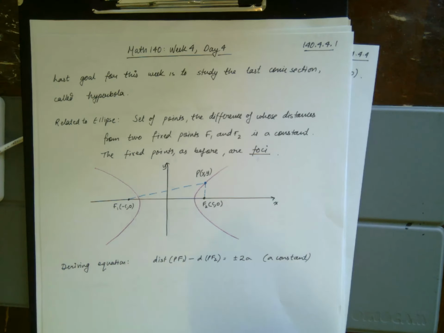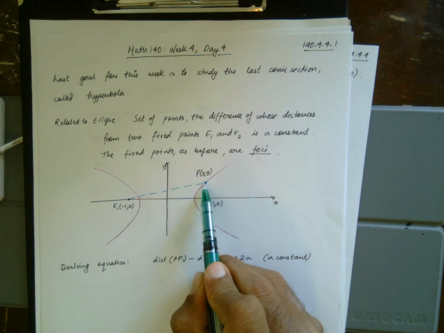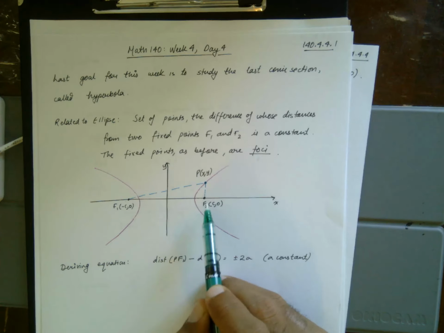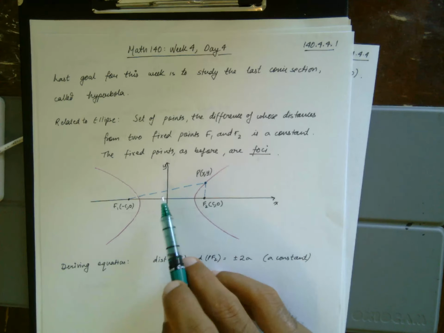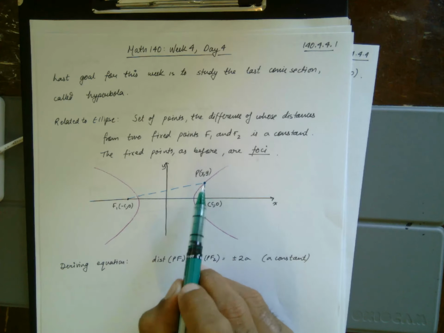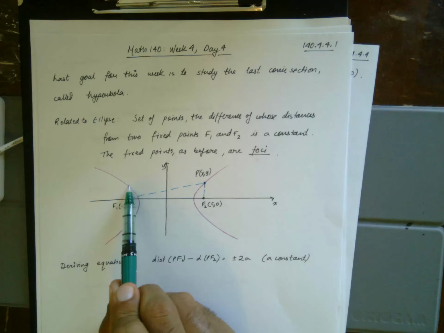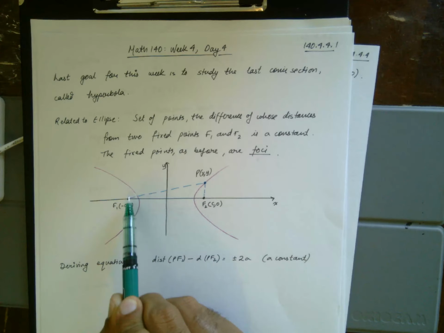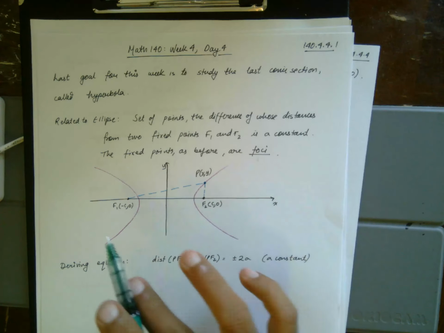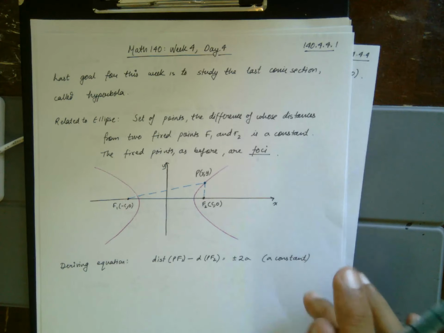And these fixed points, like before, are called foci. So what this says is, if I take this point P(x, y), the distance from F1 minus the distance to F2 is always a constant. So in some sense it's going to be symmetric, because the distance from F2 minus the distance from F1 is also the same. And that is the shape that we get, which is called a hyperbola.